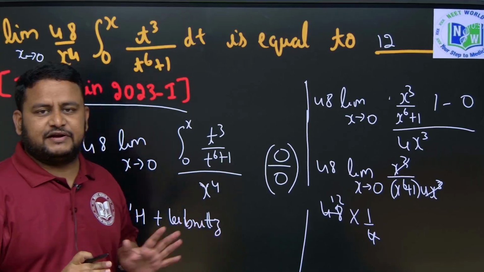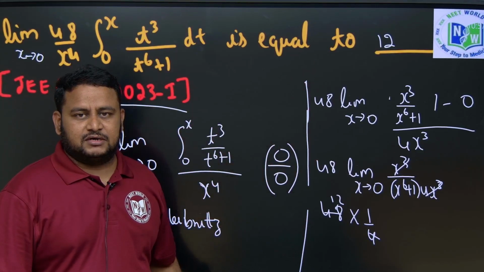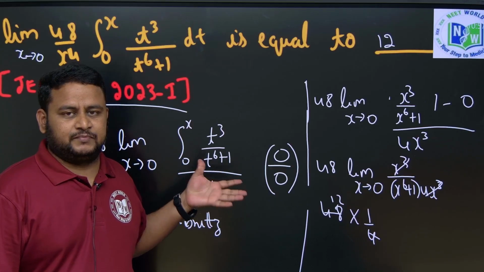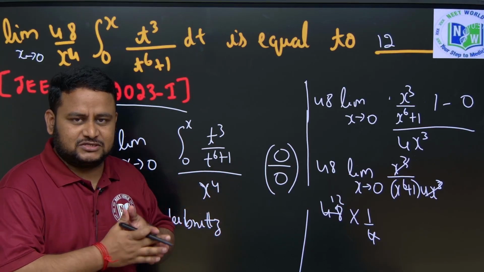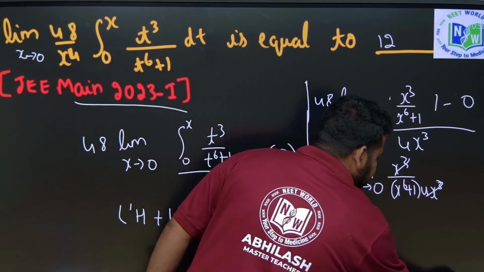Okay, is it clear, friends? So this is how you solve this question. The answer to this question is 12. First you have to apply the Leibniz formula and then the L'Hospital rule. The combination of these two will help us solve this question very easily. Got it, friends? Next question. Okay, let us go to the next one.